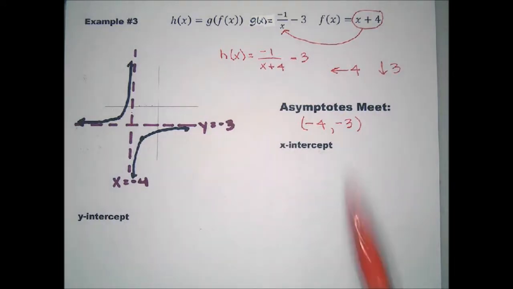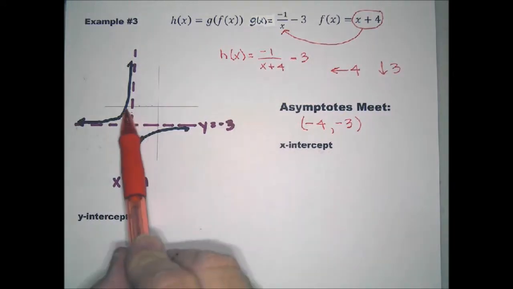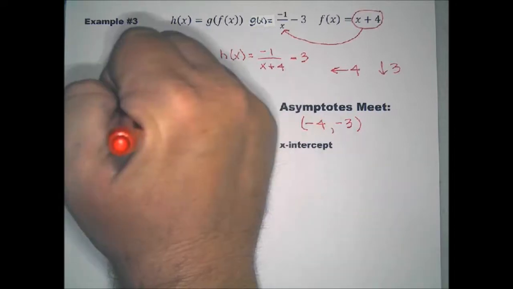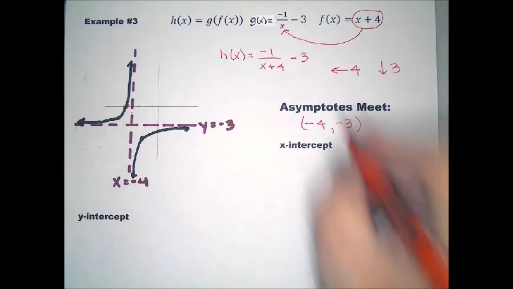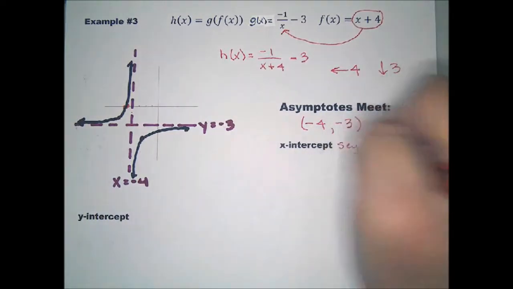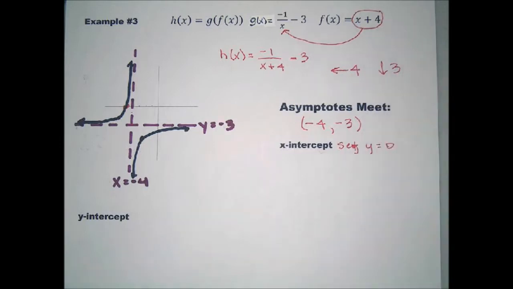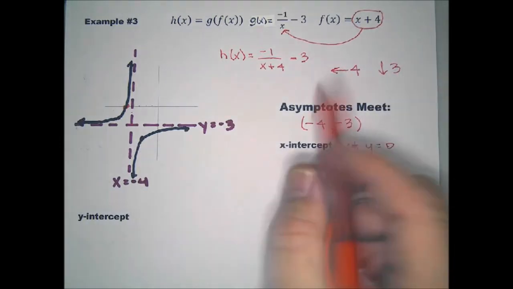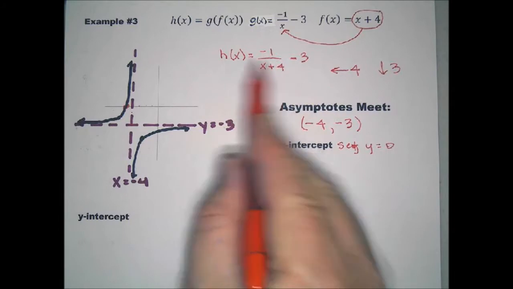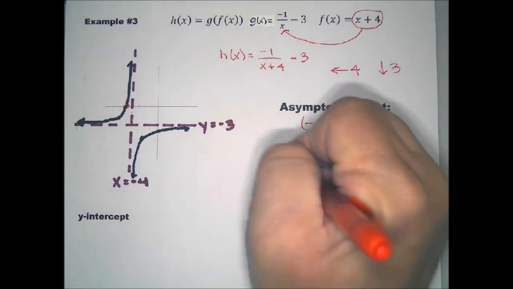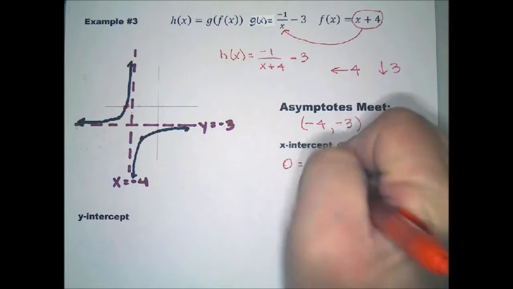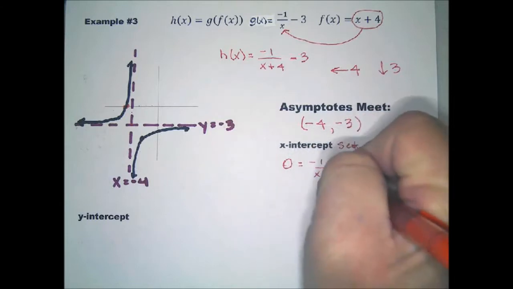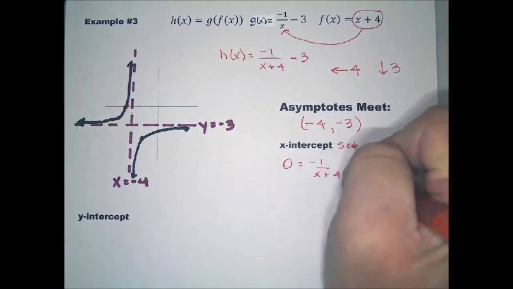Now, does it have an x-intercept? Sure it does. It's right there. So let's figure out what that x-intercept is, again, by setting y equal to 0. So go back to the h of x function, set it equal to 0. 0 equals -1 over x plus 4 minus 3.